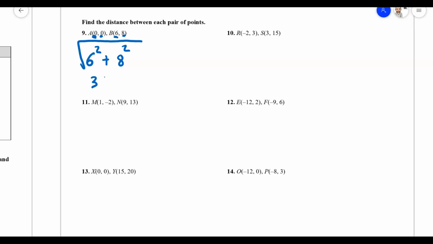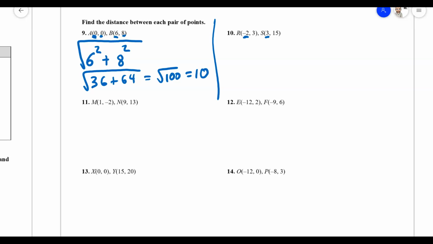So this is 36 plus 64. We take the square root of that. That's the square root of 100, which is just 10. Okay, let's try another one. It's going to get a little bit trickier when we have negative and positive numbers.